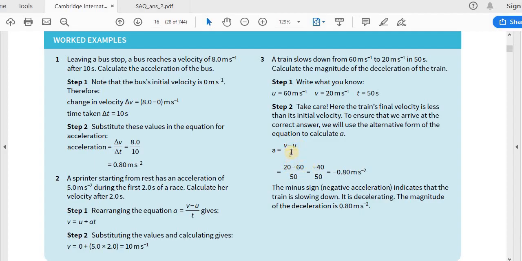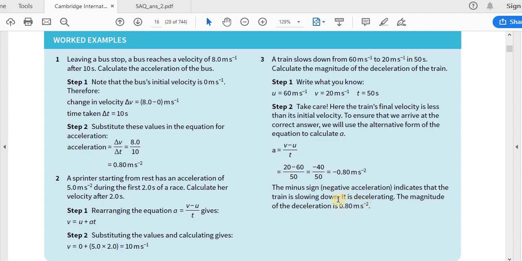Now you substitute that into this equation, you will get a negative answer. Remember, the unit of acceleration is meters per second squared. This means that the object is slowing down. Can you see over here, the final velocity v is less than the initial velocity. That's what makes this negative, because the speed is decreasing. The minus sign or negative acceleration indicates that the train is slowing down. It is decelerating. The magnitude of the deceleration is 0.80 meters per second squared.